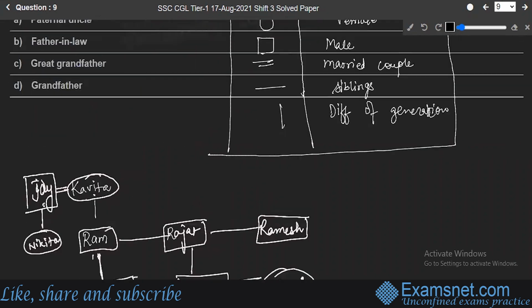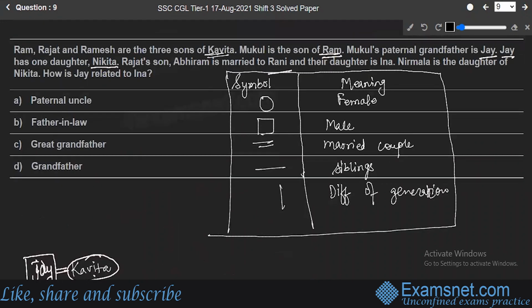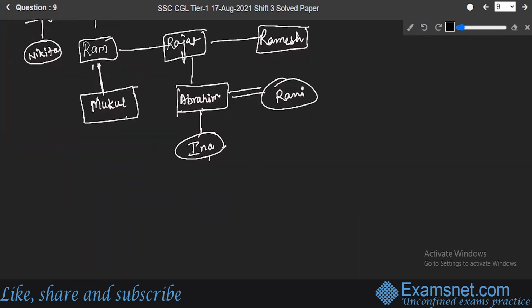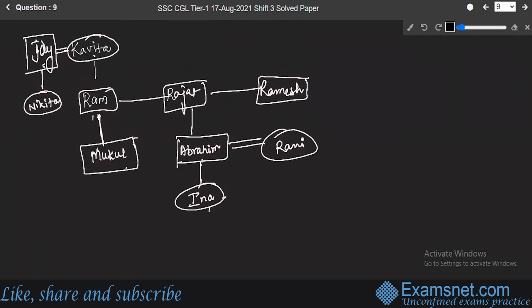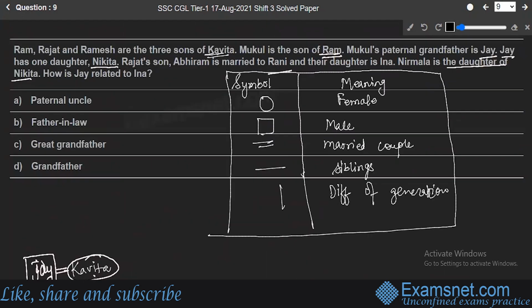Next relationship. It is saying Nirmala is the daughter of Nikita. Now let's go to Nikita. Where is she? Yeah. Here is Nikita. So Nirmala is daughter. That means Nirmala is a female. Nirmala is daughter of Nikita. Like this, it is done till here. So now I think we are done with all the relations.